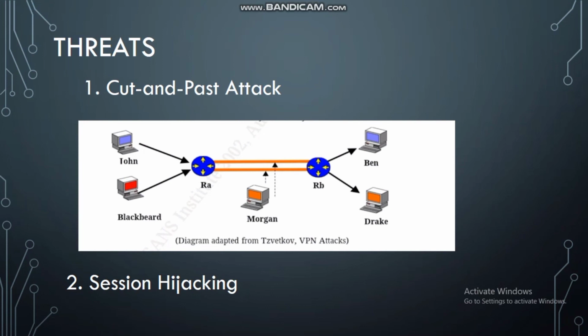Second is session hijacking. Similar to the previous attack, by looking at the diagram, Blackbeard could have created packets that are intended to arrive at Ben, as if they were sent from John. Instead of stealing John's packet and asking router B to decrypt it for Drake, Morgan now pastes Blackbeard's data into John's packet and it is decrypted by RB and sent to Ben as though it came from John.